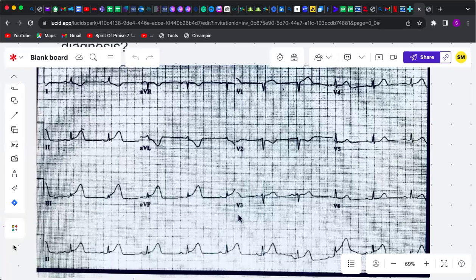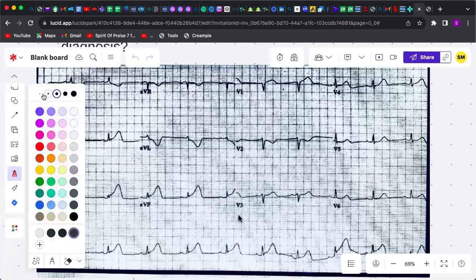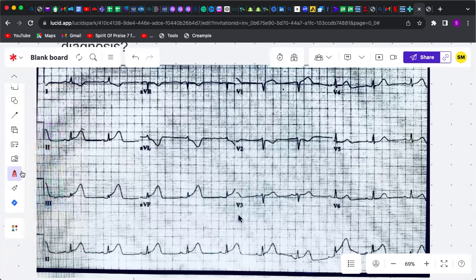Can I pick up a pen? Yeah. So let's pick up a pen and go to the board. Okay. So we can see here ST elevation in lead 2, lead 3, aVF, right? We can see ST elevations in V1, right? With ST depressions in V2, right? I hope you can all see that.